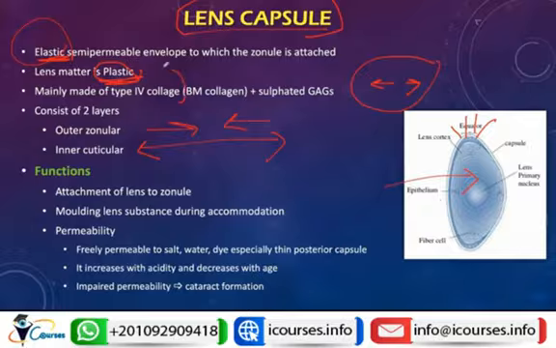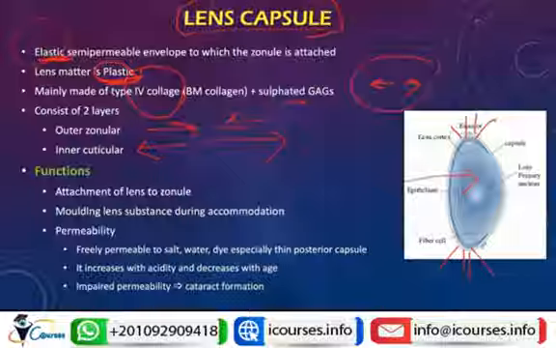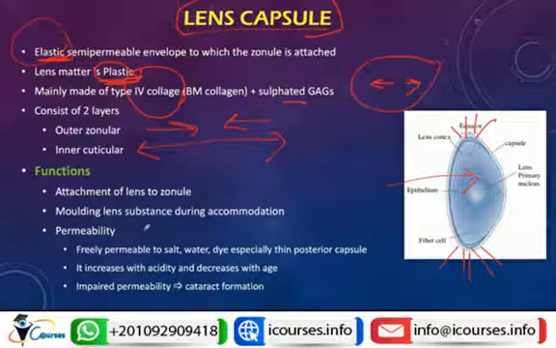The capsule is made mainly of type 4 collagen with glycosaminoglycans, made of some outer zonular fibers and inner cuticular fibers that have some functions. What are the functions? These are the main attachment of the zonular fibers, so that it will mold the lens substance during accommodation by the plasticity of the lens substance and elasticity of the lens capsule.